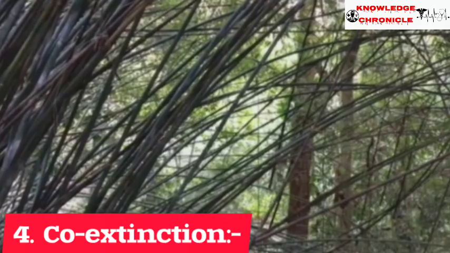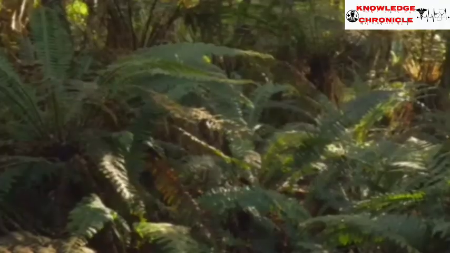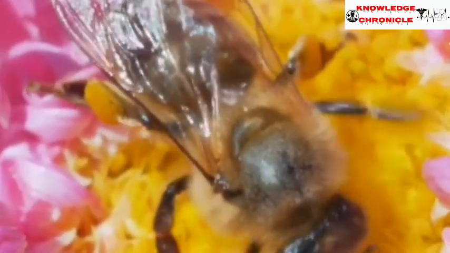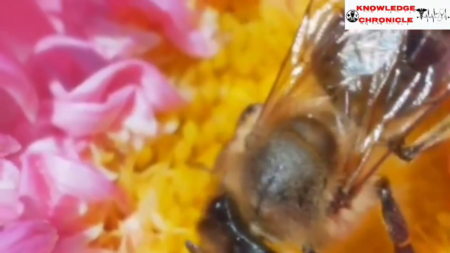Co-extinction, it's a pretty important concept. When one species dies, so do others connected to it. For example, if a host fish dies, all its parasites die too. Or if a pollinator goes extinct, the plant species it pollinated might follow as well.